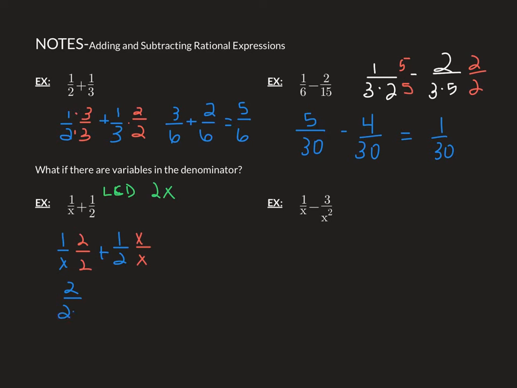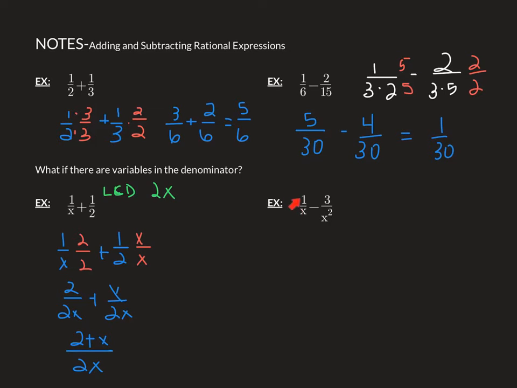So we get 2 over 2x plus x over 2x. And now that the denominators are the same, I can just add the numerators together. So I get 2 plus x over 2x. Okay, how'd you do? Great. So let's look at a subtraction problem.